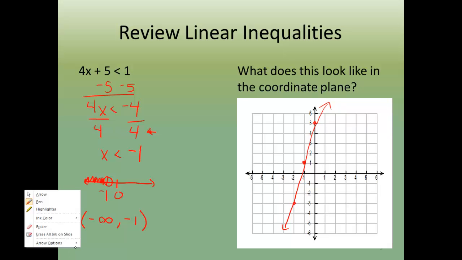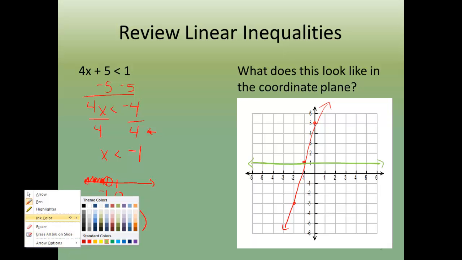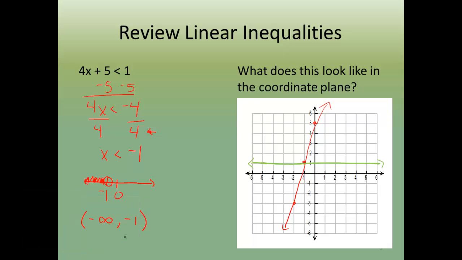I can then take the right-hand side of the equation, the 1, and draw a horizontal line for that. Now what you might notice right away is that the intersection of these two is at x equals negative 1. So that negative 1 is the intersection that we've created here.